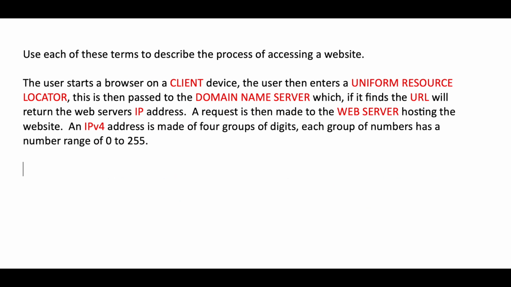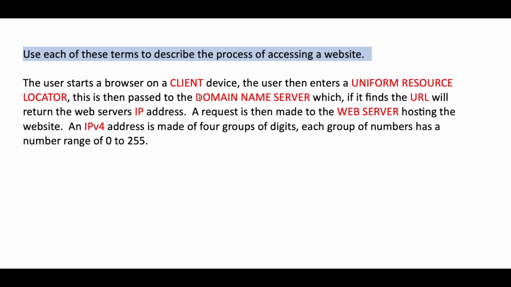So now let's try to use each of those terms in a paragraph describing the process of accessing a website. So our exam question states, use each of the terms to describe the process of accessing a website. So the user starts a browser such as Safari on a client device, let's say an iPhone. The user then enters the URL or the Uniform Resource Locator such as bbc.co.uk.